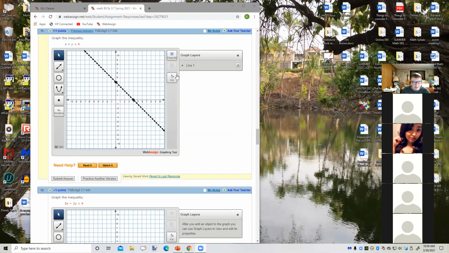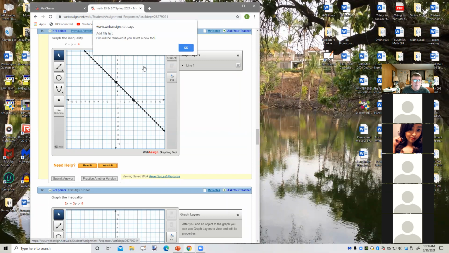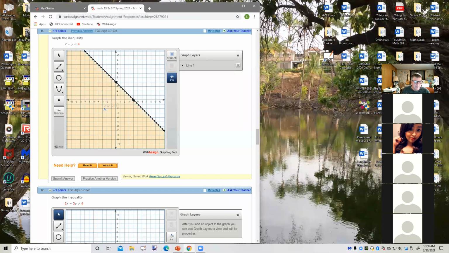How do I do that? I click on fill, then this thing comes up and I click OK, and then I click down there. Okay, and notice I can switch it, I can put it there, but there is where I want it. So I've got a dotted line establishing the boundary, and I've shaded everything below the line.